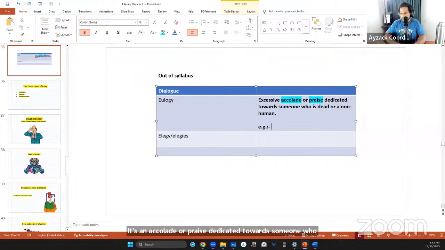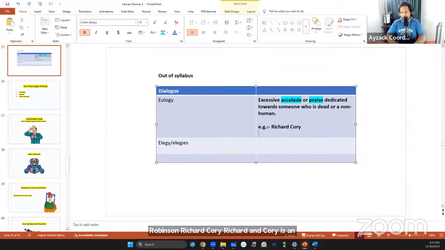Example, Richard Cory by Edwin Arlington Robinson. Richard Cory is an accolade. It is a eulogy. And then we have the Nightingale's eulogy. What does the Nightingale praise in The Nightingale and the Rose? Nikolai Mihalowicz is someone dead. There is no accolade of him, right? There is no accolade of Nikolai Mihalowicz. He's just dead. But Richard Cory had an accolade. The poem Richard Cory is an accolade.